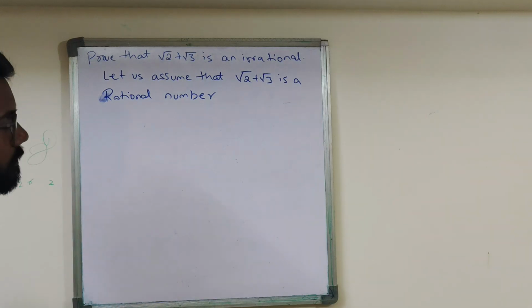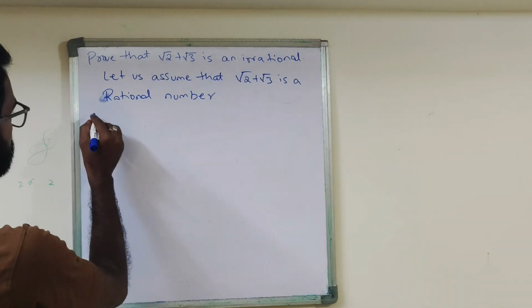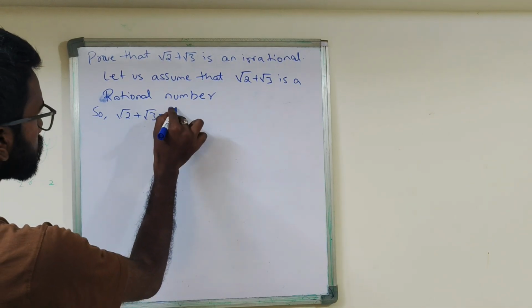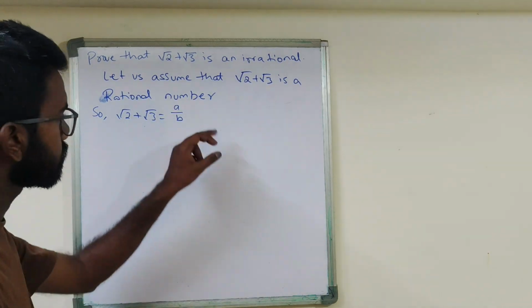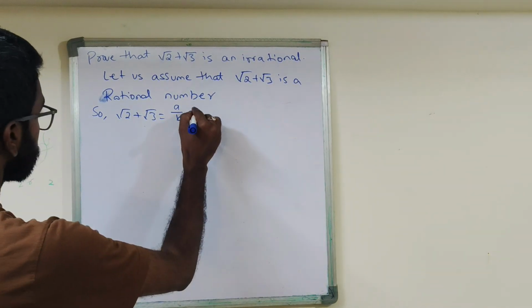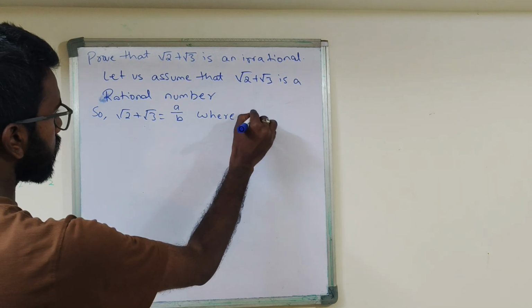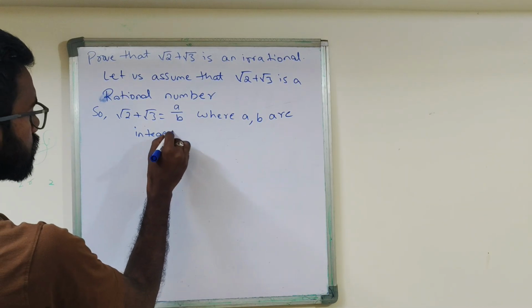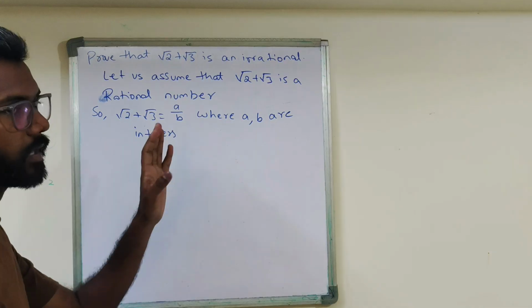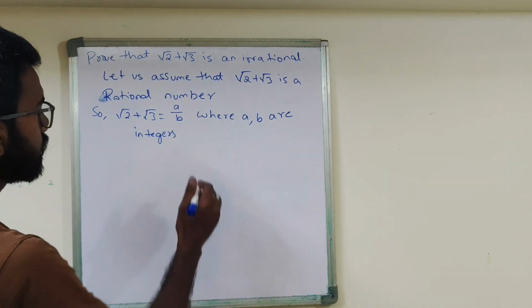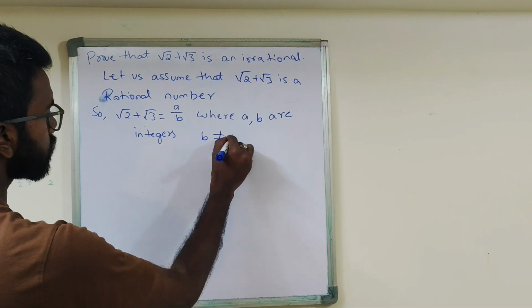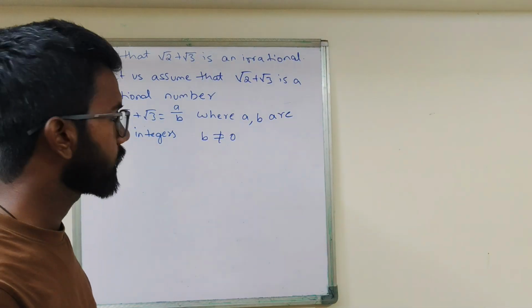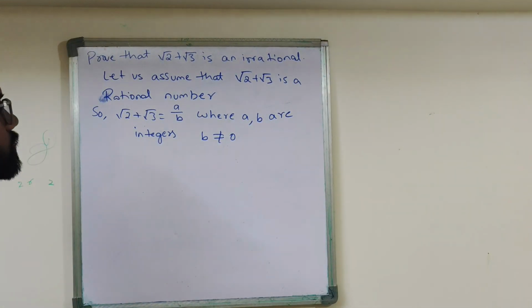Rational number means what? It should be in the form of p by q. So root 2 plus root 3 is equal to a by b, considering it is in the form of p by q, where a, b are integers, because in a rational number a and b are integers. Next, b is not equal to 0. If b is equal to 0, then the answer will be undefined. Okay, b is not equal to 0.